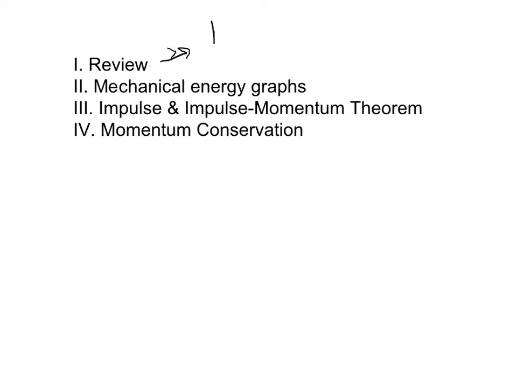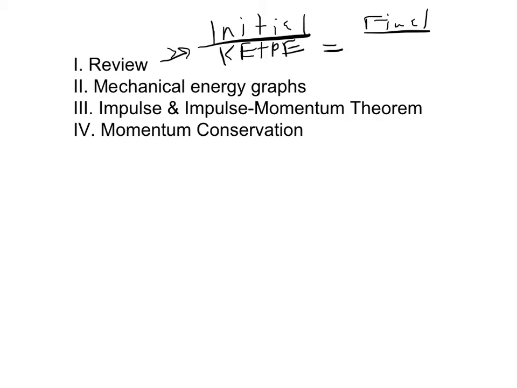So that's the initial, final: KE plus PE equals KE plus PE. And since this review is mixed in with the momentum conservation, you have to remember that this is for falling down a hill or bouncing off a spring, whereas momentum is for collisions or two things flying apart.